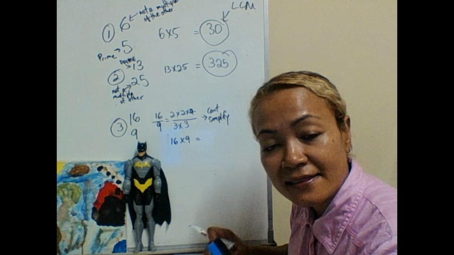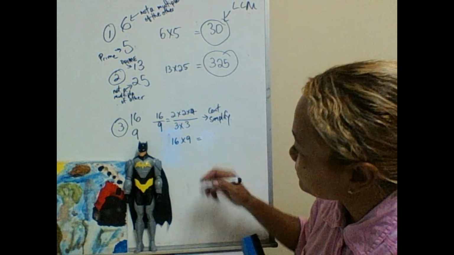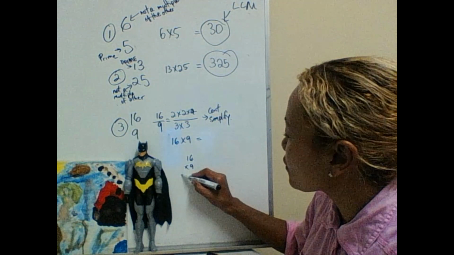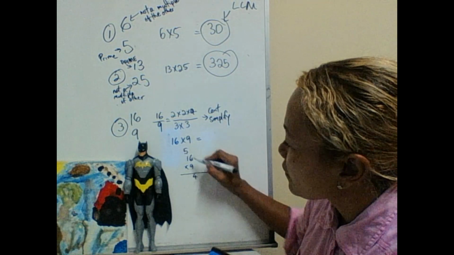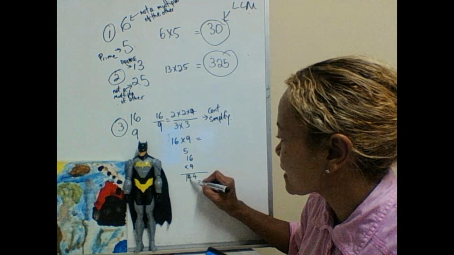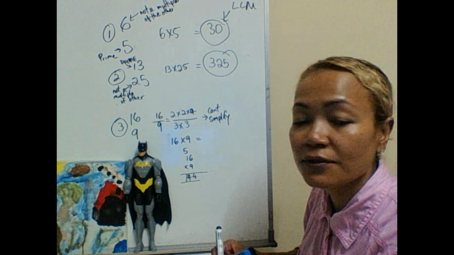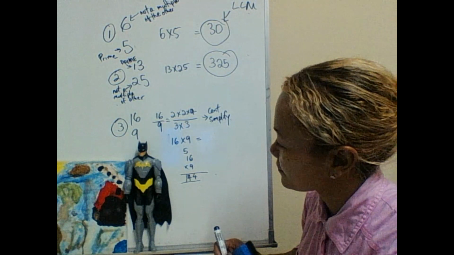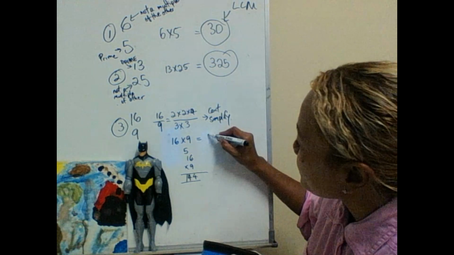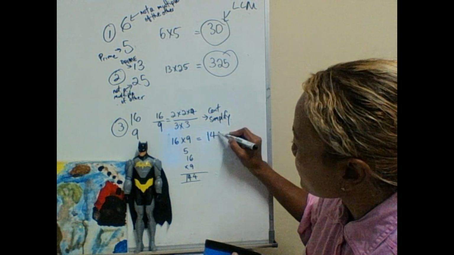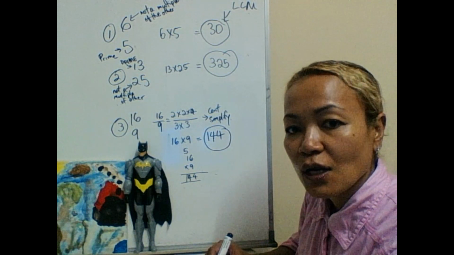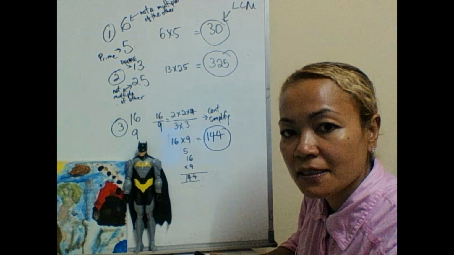16 times 9 is: 9 6s are 54. 9 ones are 9, plus 5 is 14. 144. Yes? Okay. So it looks like the answer to this question is 144, and that is your lowest common multiple.